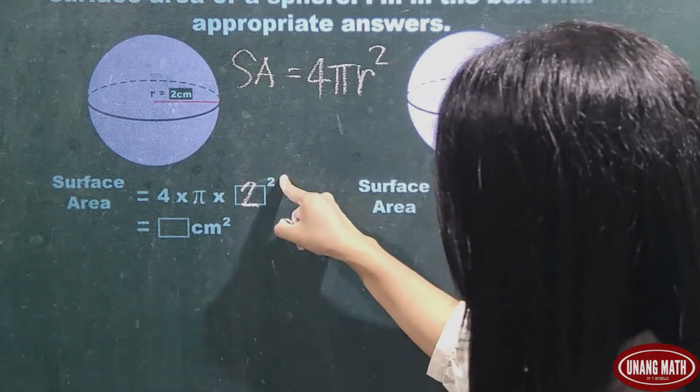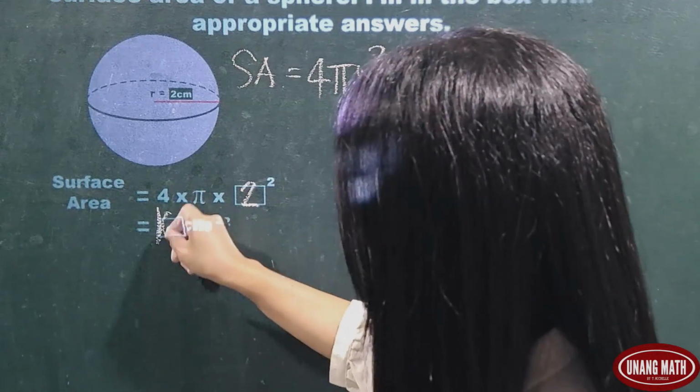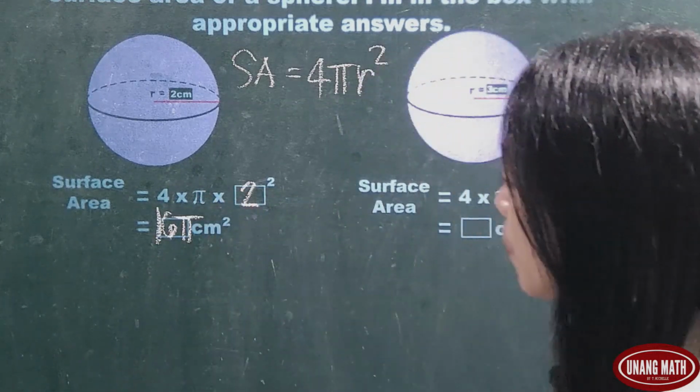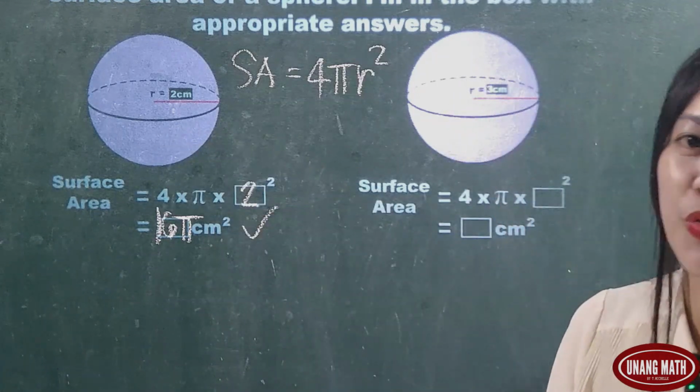So this is 2 squared. 2 squared is 4. So 4 times 4 is 16. So 16 pi squared centimeters. So this is the surface area of this sphere.